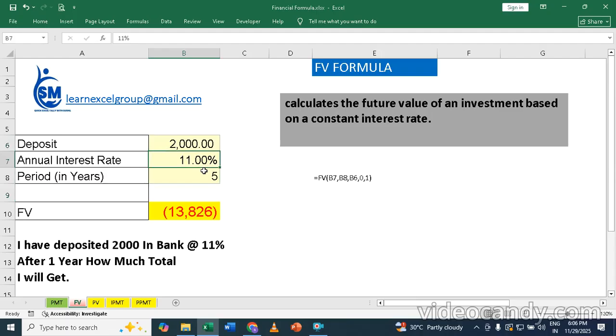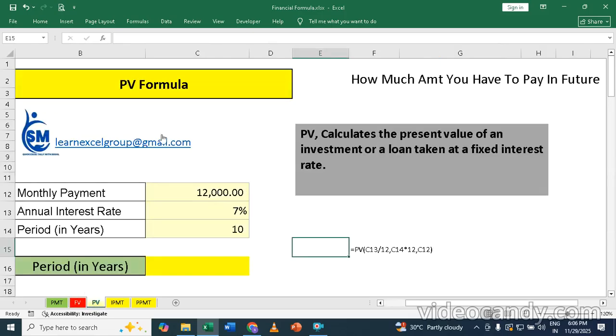Every month you are putting some money in the bank. That was about FV. Next statement that we have is PV. Now PV is nothing but present value. In here, we want to find out how much amount you have to pay in future. I would like to find out now.